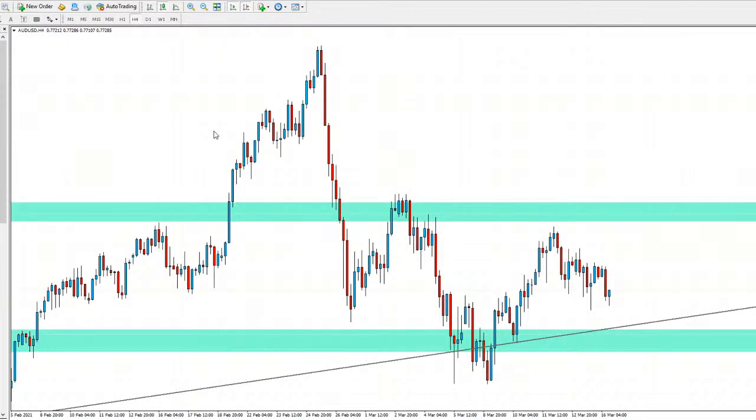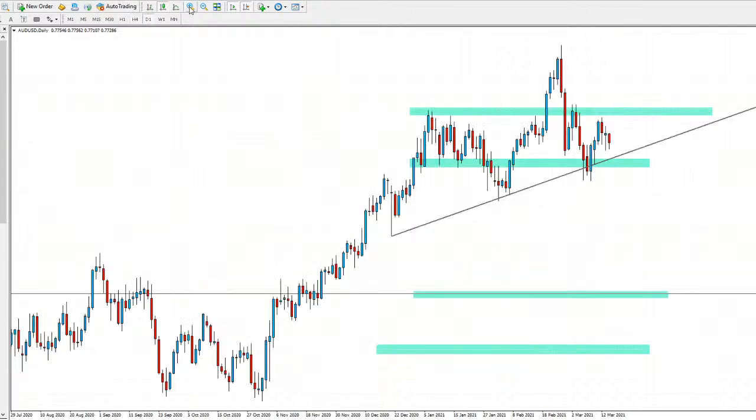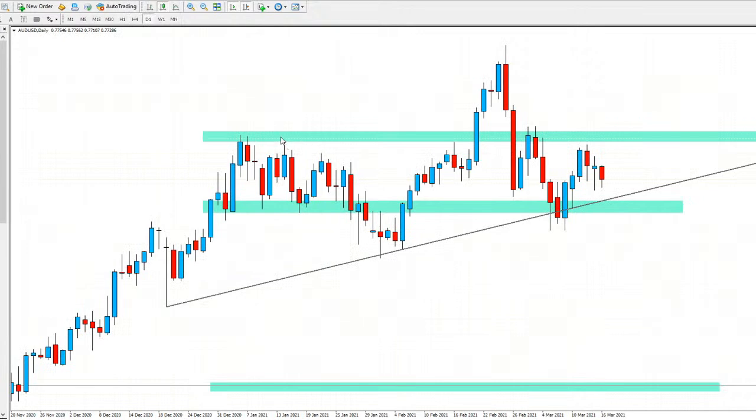ADUSD, however, again, this one's a little bit choppy here, so we're kind of stuck between a key level of support and resistance here on the daily. If I jump to the daily, you can see really nice resistance all across here. There's the 0.78 barrier, and this level here, which is around 0.76500, is a key level of support.